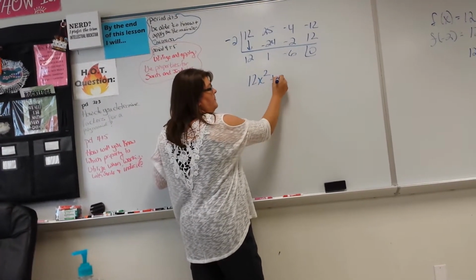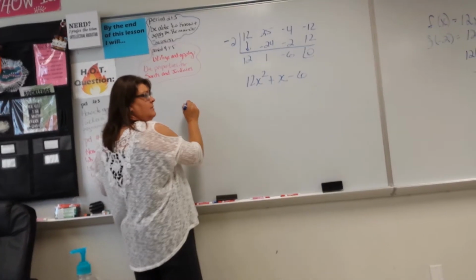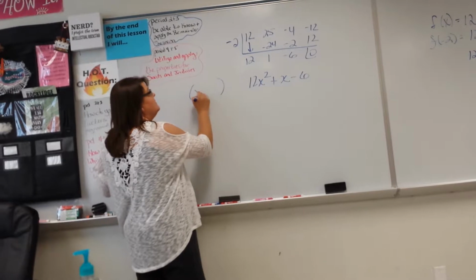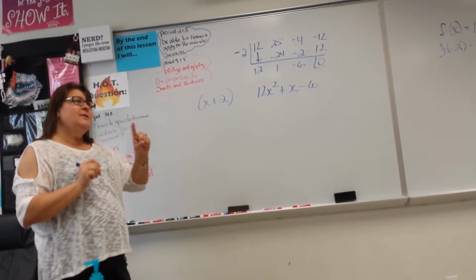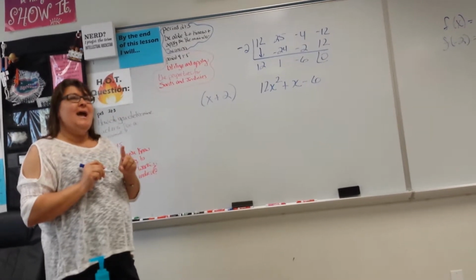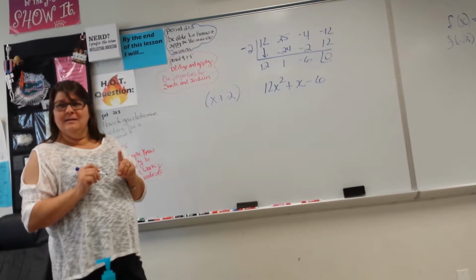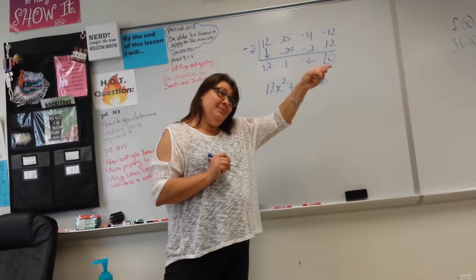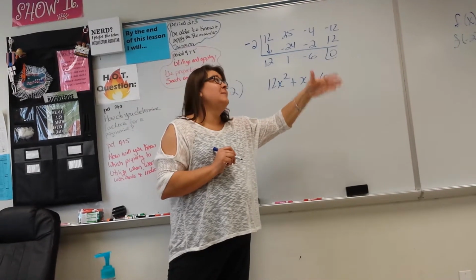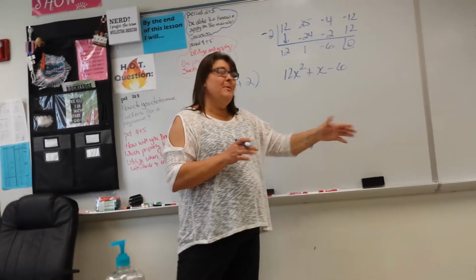12x squared plus x minus 6. Right? And what was my original factor? Negative 2, so x plus 2. x plus 2. How many linear factors should I have? 3. I should have 3 because it's x to the third. Now, as you'll learn this year, sometimes those factors turn out to be imaginary. But we'll get there.